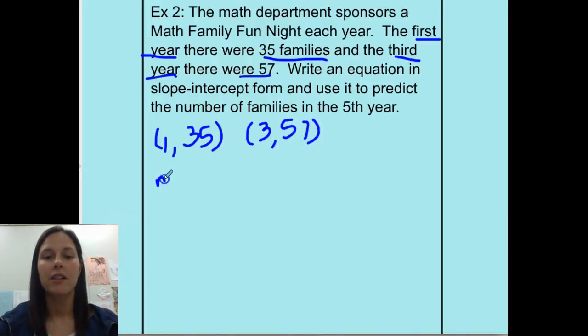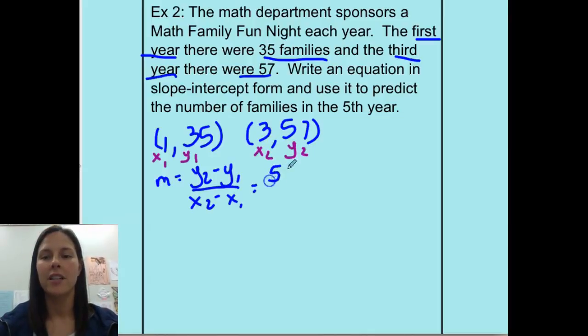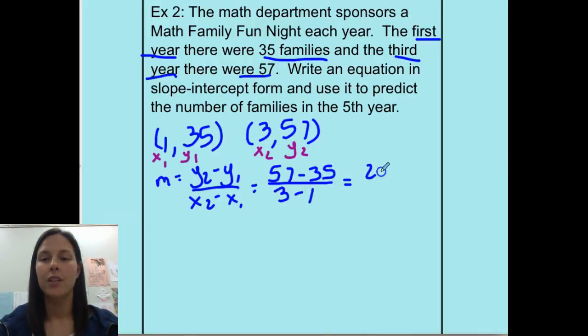Once you have your 2 ordered pairs, you'll set up your slope, y2 minus y1 over x2 minus x1. I'll just label my points in order. Subbing them into my slope formula, I have 57 minus 35 over 3 minus 1. So we have 22 divided by 2, or 11. The rate of change was families per year.